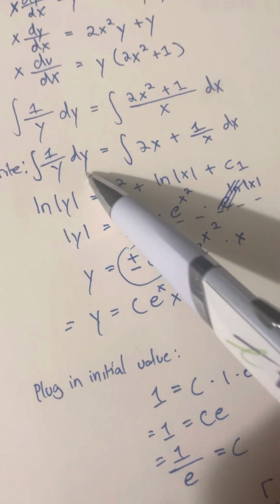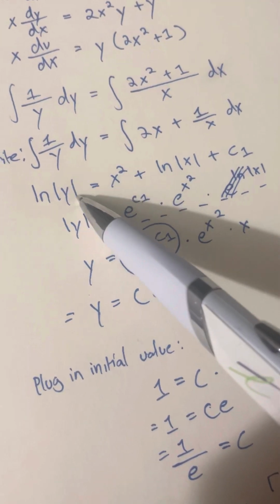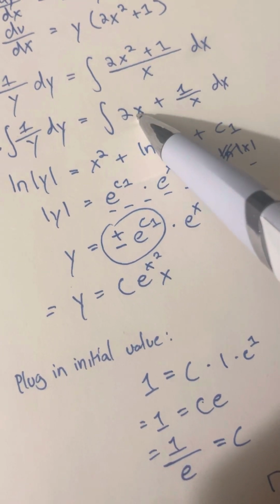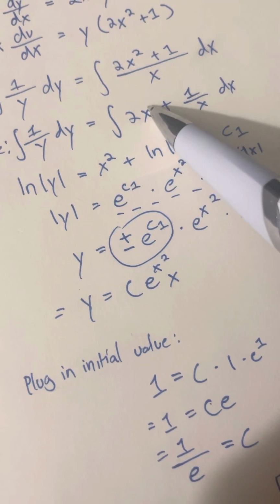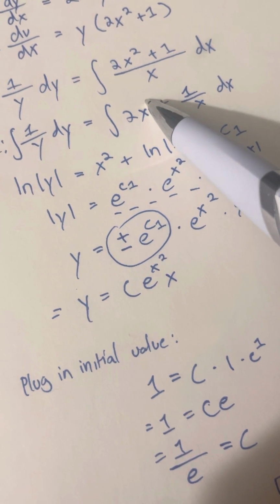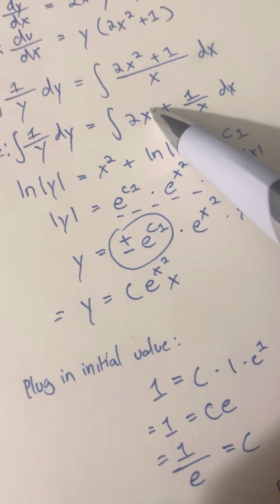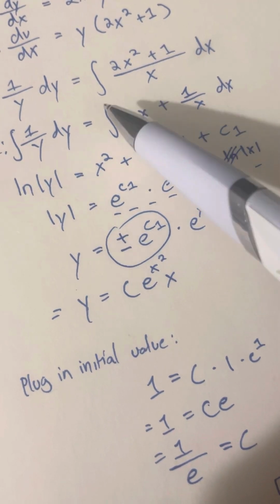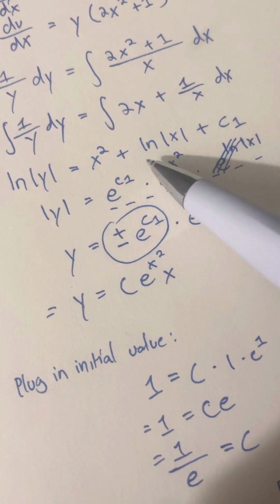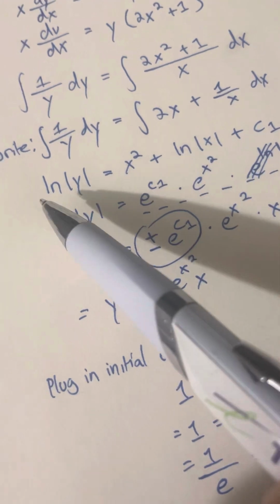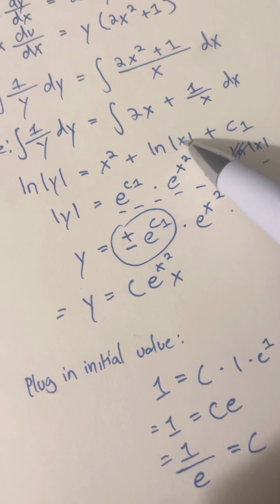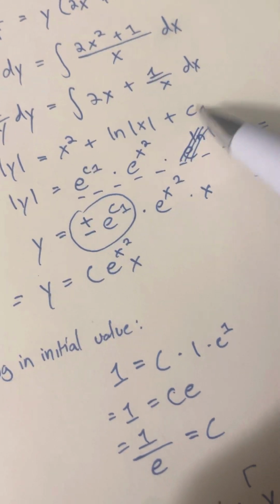Now, the integral of 1 over y is the natural log of the absolute value of y, is equal to, so this side, we take the integration of 2x, you're just going to get x squared. Because there's an invisible exponent of 1, you add another 1 to it, then you would get 2, then you divide by the exponent, so you divide by 2, 2's cancel out, you're left with x squared, plus the integral of 1 over x, which is the natural log of the absolute value of x, plus our constant, of course, of integration.